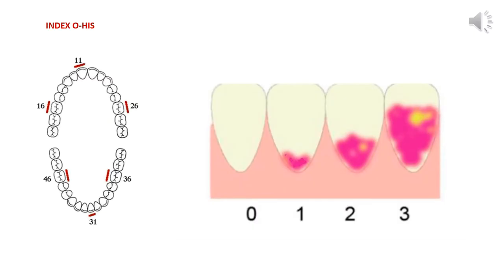If the tooth is not stained, we put the code 0. If the tooth is colored up to a third, we put code 1. If the tooth is stained from 1/3 to 2/3, set code 2. If the tooth is stained more than 2/3, set code 3.